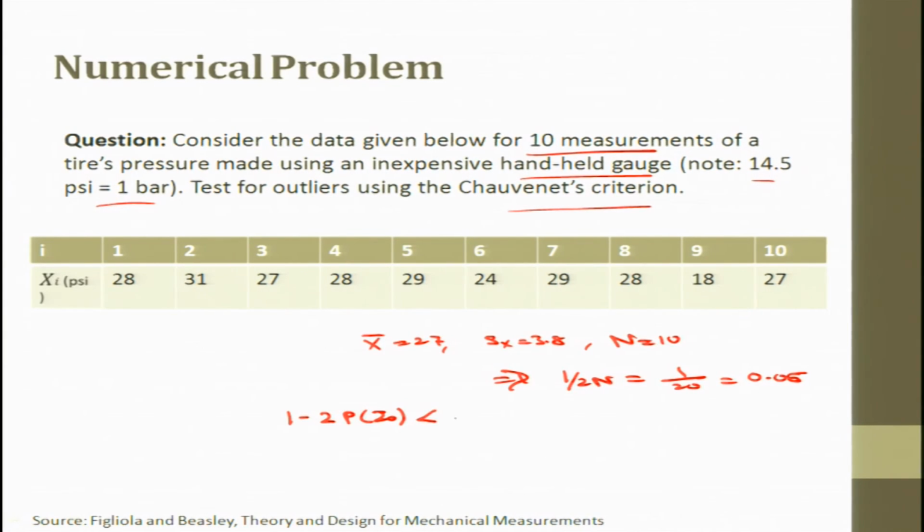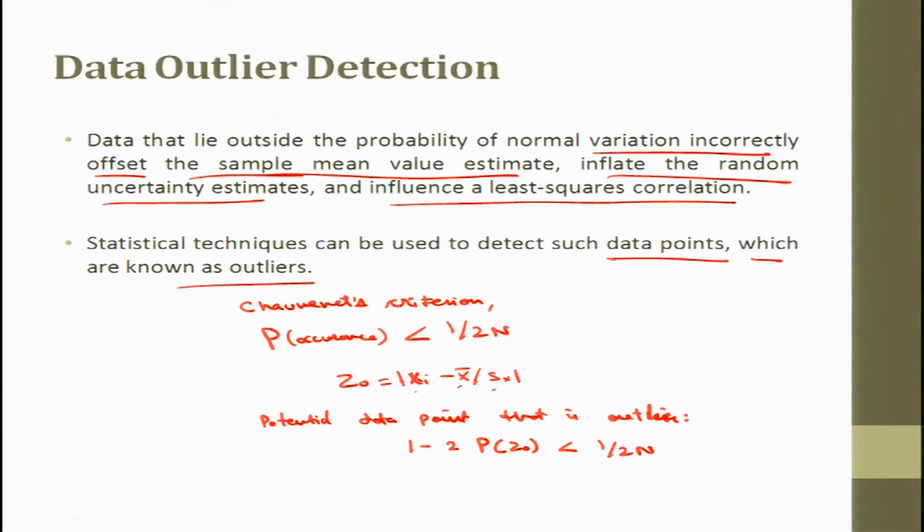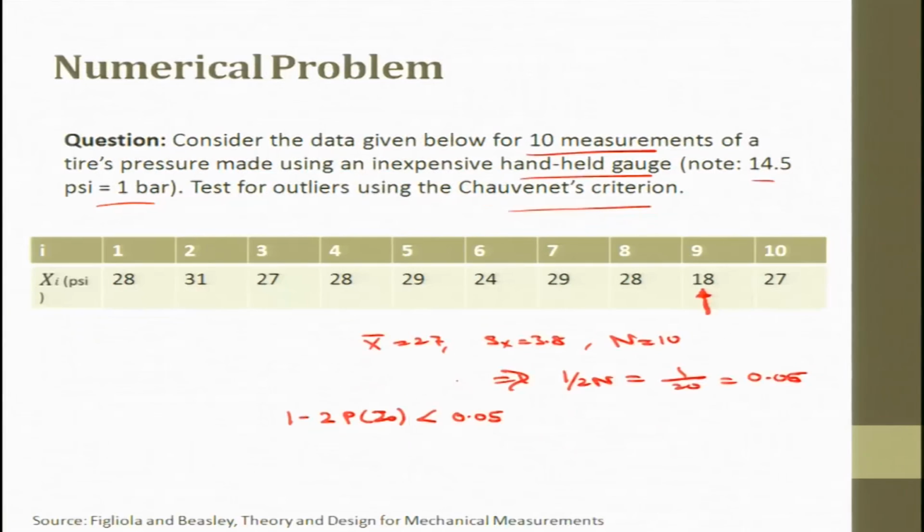is less than 0.05. Now, we can calculate the value of z naught also using the relation that was given. We can find for the 10 data points, xi is actually our potential outlier. I can check it for this value. So, this xi is selected here, x bar I know. So, 18 is my potential xi, and z naught I can find using this value.